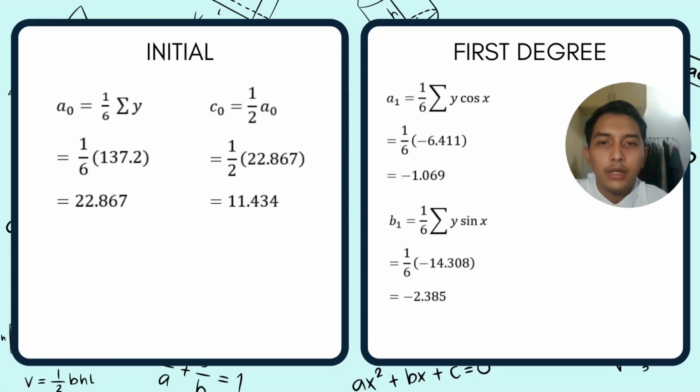After we construct the table, we must calculate the initial values for a naught and c naught. The formula for a naught is 1 over 6 multiplied with the sum of y from the table, and we get 22.867. For c naught, 1 over 2 multiplied with a naught, and we get 11.434. For first degree, a1 is 1 over 6 multiplied with the sum of y cos x, also from the table. And for b1, 1 over 6 multiplied with the sum of y sin x, also from the table.